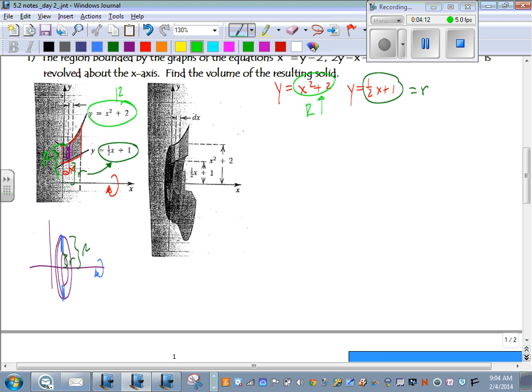So once you know big radius and little radius, we can set up our integral. We have pi times the definite integral. What's our smallest x value? 0, right? Comes from those lines they gave us, x equals 0, and our biggest one is 1. And then we have the big radius squared, so x squared plus 2 squared, minus our little radius squared, times the height, which is going to be dx. Remember, the height's always going to be dx or dy in these problems.